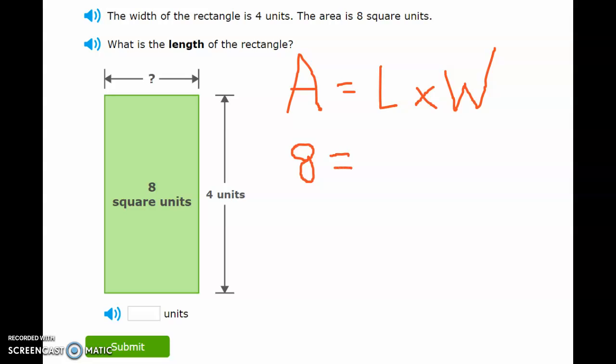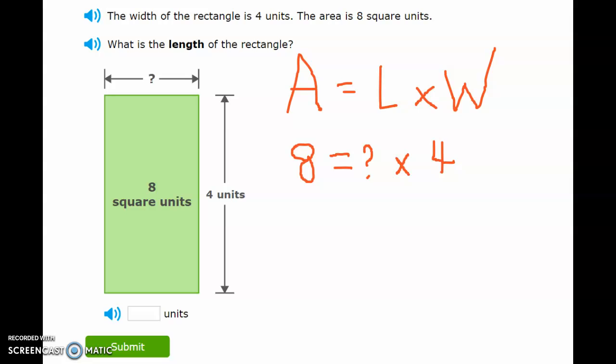And I know that the length is an unknown, so I'm going to put a question mark. But do I know the dimension of the other side of the shape? Yes, it's 4. So our area equals something times 4 equals 8.